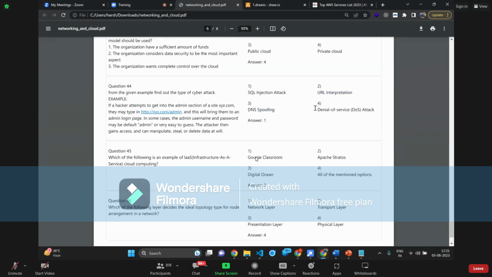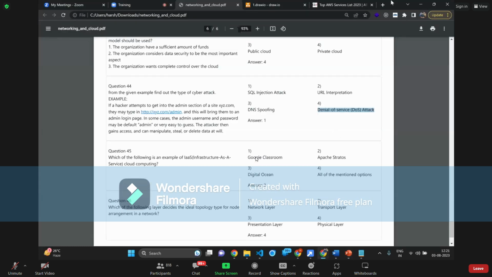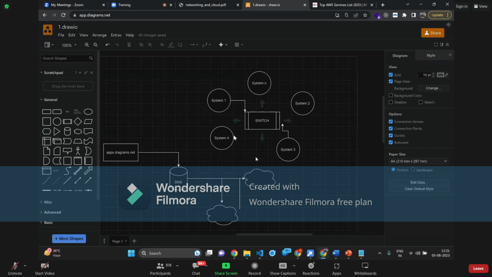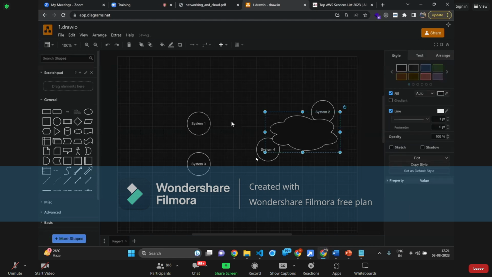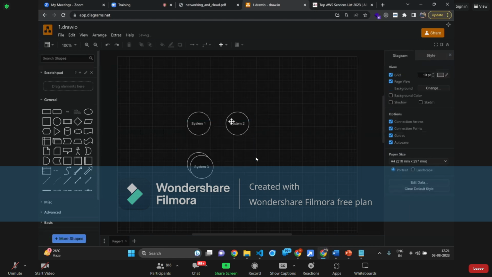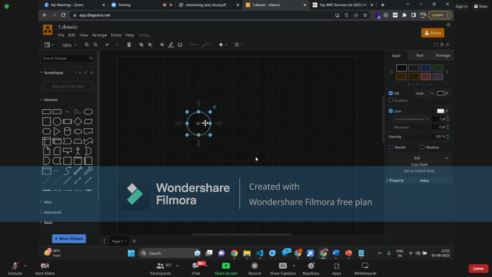One is denial of service. Now, what denial of service does is, what if there is a system? As I said, if you remember, we had server 1, server 2, server 3. Imagine this is server 1. Now this is server 2.